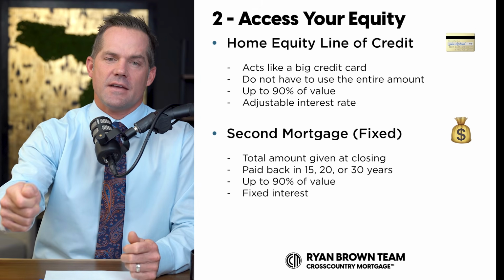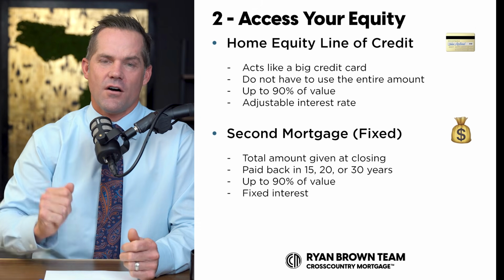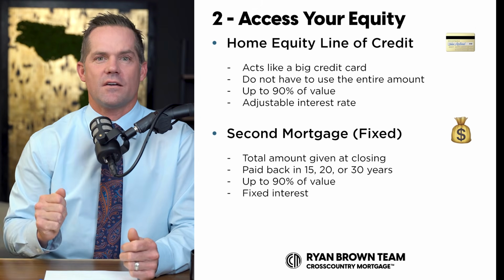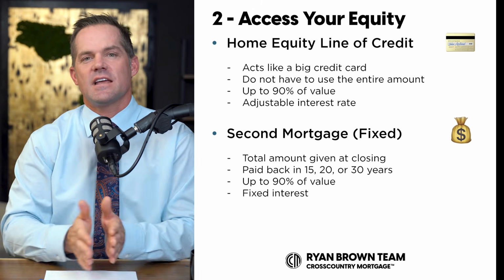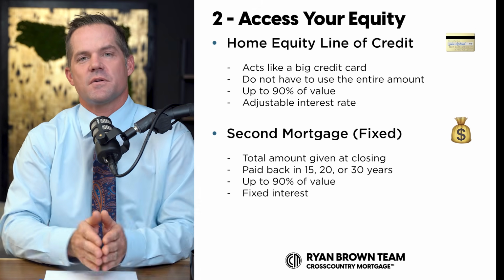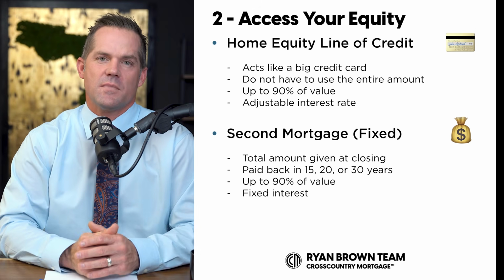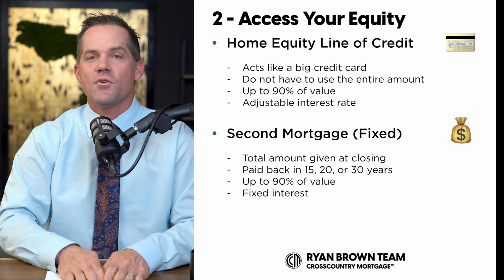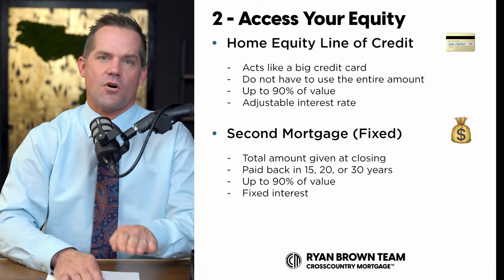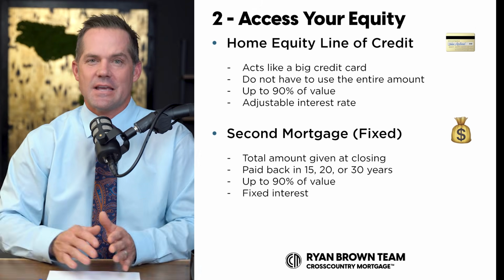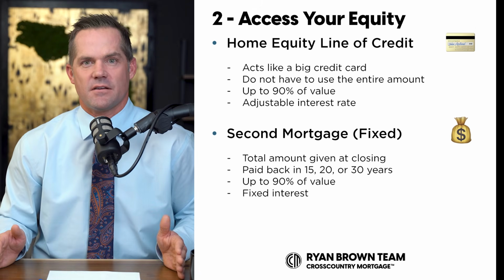You can pay it back and take it off as many times as you want over 10 years. At the end of the 10 years, that line will close and convert to a principal and interest loan to be repaid over the next 20 years. Those are the two ways that you can do it, through a home equity line or a fixed second. And typically you can go up to 90% of the value of the house.